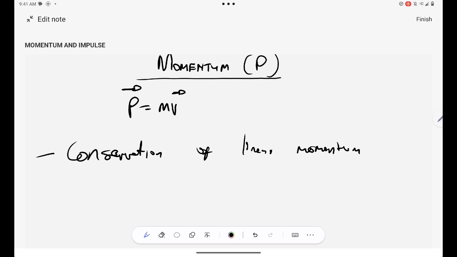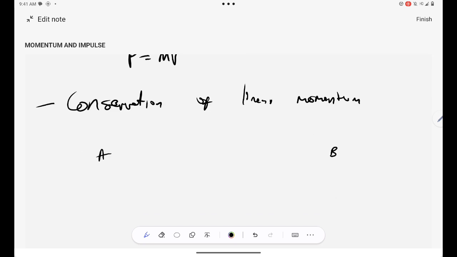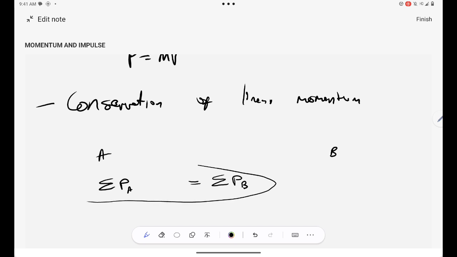Right together. So if we have position A and position B over here, you can simply say that the sum of all the momenta at position A has to be equal to the sum of all the momenta at position B. Right together. And this is the case if and only if we have an isolated system.